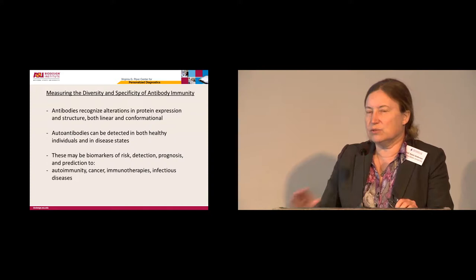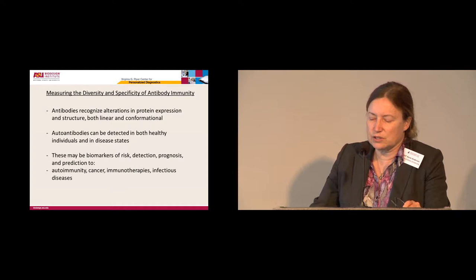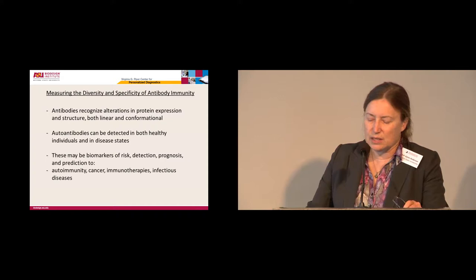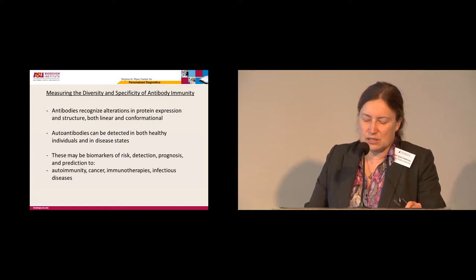We started measuring antibody repertoires in part because technically and biochemically it's simply much easier to do. One of the things that we have learned, in particular about cancer-specific antibody immunity, is that antibodies recognize alterations in protein and in glycoprotein structure and expression. They recognize both linear and conformational changes, and autoantibodies can be detected across the spectrum in both healthy individuals and in disease states.